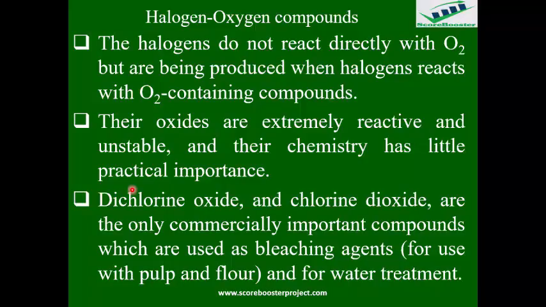So for these oxygen halogen compounds, we have just two. Let's talk about them briefly. Dichlorine oxide and chlorine dioxide, that is Cl2O and ClO2, are the only commercially important ones. They are used as bleaching agents, especially in the paper and pulp industry, and then for water treatment.